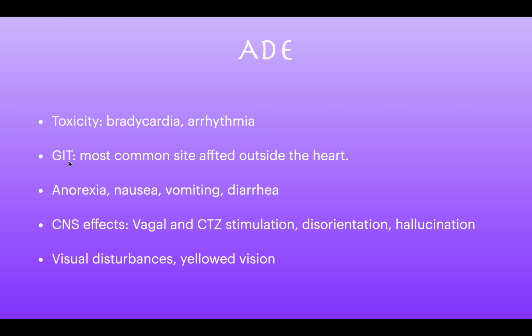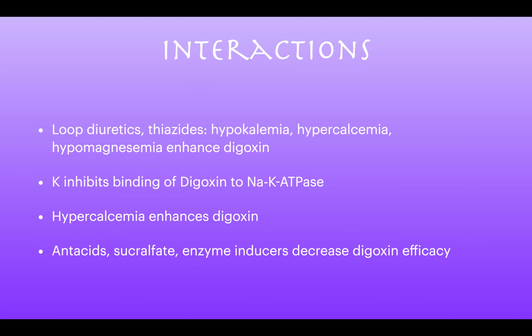The gastrointestinal tract is the most common site affected after the heart, so this can cause nausea, vomiting, diarrhea, and anorexia from all those effects. CNS effects, there can be vagal and chemoreceptor stimulation. There's disorientation and hallucinations that can occur, along with visual disturbance, which is the yellowed vision.